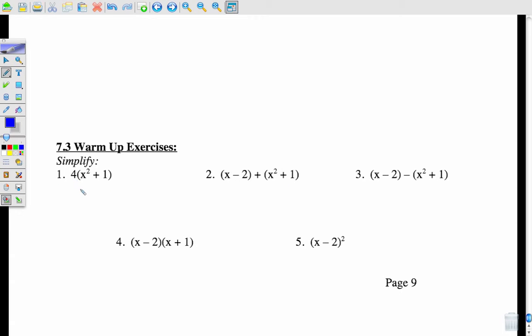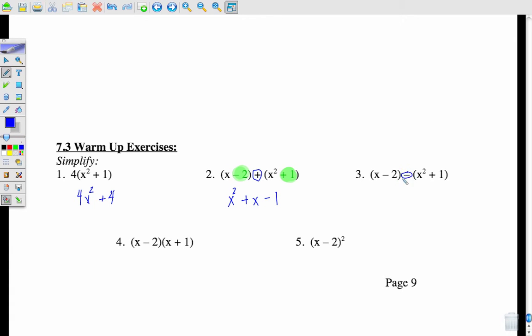I have to distribute this 4 in here, so I end up with a 4x squared plus 4. Just distributing a 4. Here, plus sign in the middle. I'm simply going to add like terms. X squareds, x's, 2's, 1's. I'm putting everything together. So you get an x squared plus x minus 1, because these two are the only two that are in common and will go together.